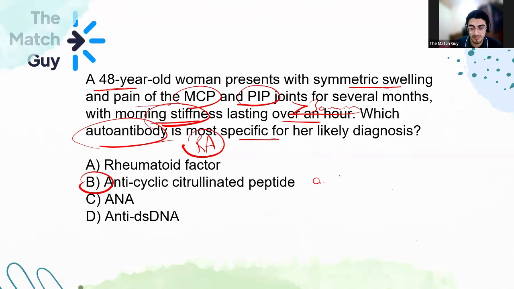Anti-CCP. Okay, anti-CCP. This is the one specific for rheumatoid arthritis. What about rheumatoid factor, guys? It is not specific. Rheumatoid factor can be positive in patients with SLE, patients with Sjogren. Exactly, it is sensitive, but it is not specific. All right? What about ANA? It is not even positive in patients with rheumatoid arthritis. It can be positive in other autoimmune conditions, yes. Okay, amazing.